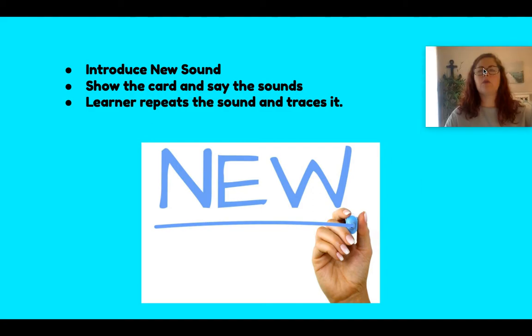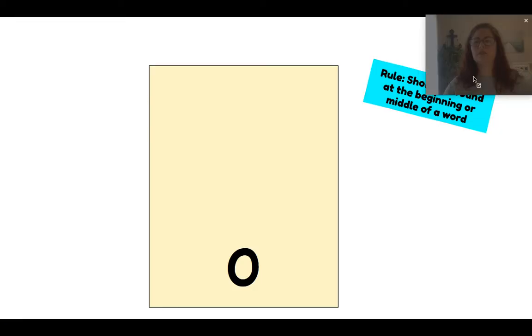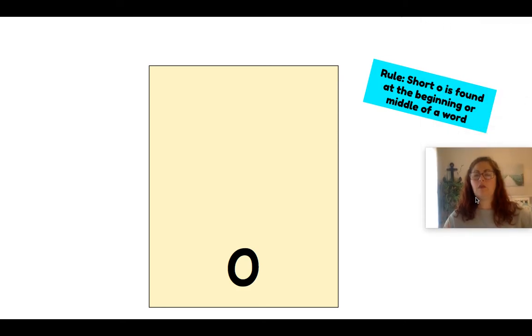All right, so now we're going to introduce a new sound. So today we have short O. Short O is found at the beginning or middle of a word. Please repeat that rule with me. Short O is found at the beginning or middle of a word. Repeat that. O says ah, as in octopus.